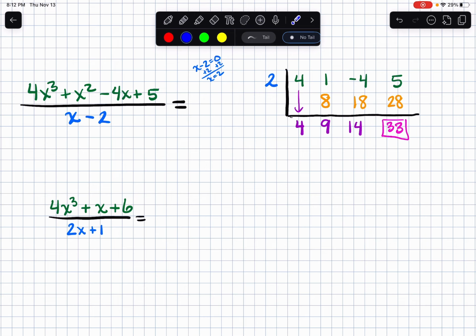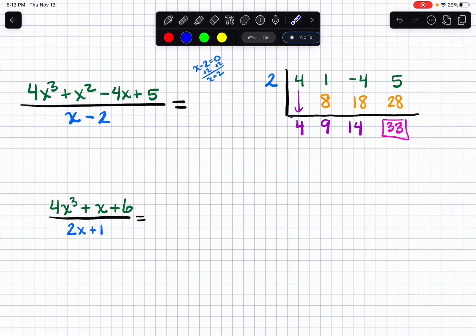So what I was doing all along there is I bring this down. 4 times 2 is 8. 1 plus 8 is 9. 9 times 2, 18. Negative 4 plus 18, 14. 14 times 2 is 28. 5 plus 28 is 33.